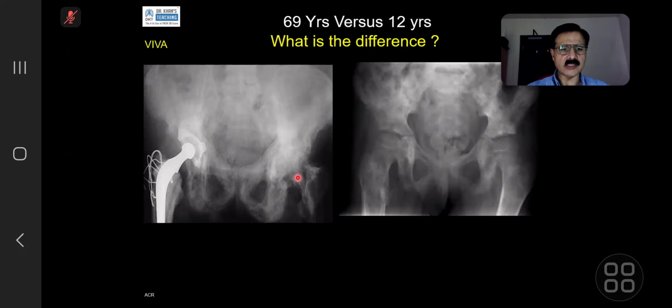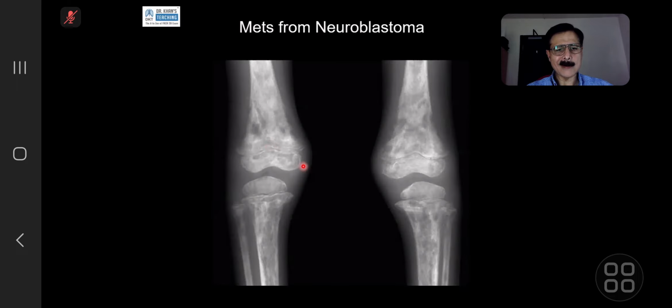If your eyes are not developed, you might wonder what is happening. Is it also moth-eaten? No, it is not. In Paget's disease, by the way, the first difference is the age difference. This is a child, this is a 69-year-old. Even if I don't tell you, you can understand that this is old age. And there is expansion, coarse trabeculae with expansion of the bone. So don't confuse this appearance as if there is a destructive process.